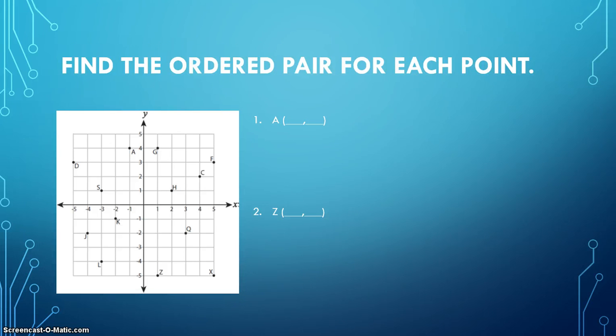Alright, now we're going to actually demonstrate this, and we're going to take a look. We have two problems here. We have a picture of a coordinate plane with a whole bunch of points, and problem 1 says find the ordered pair for A. Problem number 2 says find the ordered pair for Z. So the first one we're going to look at is A. I just highlighted it in red.